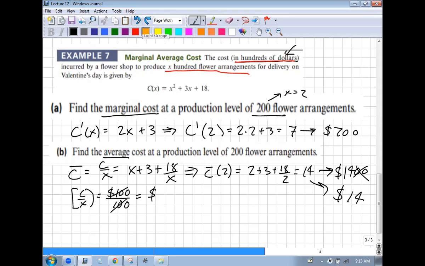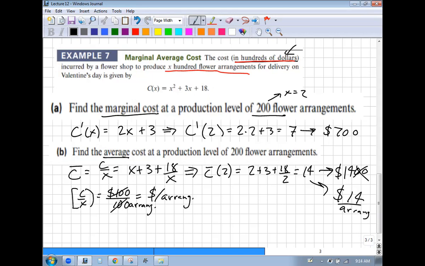Okay. And then we just plug in our 2, we get 14. So that's what that means. The average cost per flower arrangement when you have 200 flower arrangements is $14 per arrangement, right? Because cost is in hundreds of dollars, X is hundreds of arrangements, right? So you end up with dollars per arrangement, right?